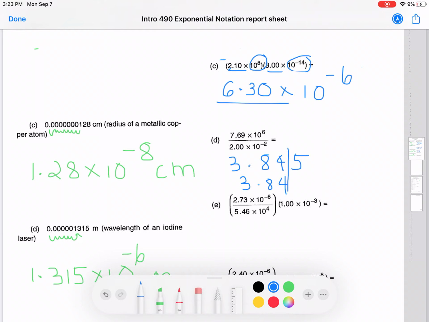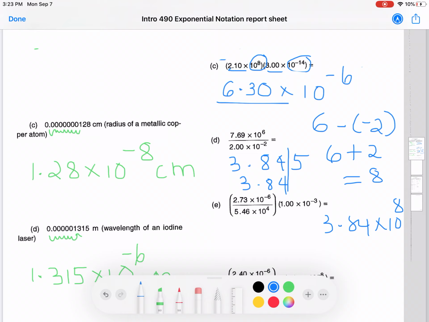So 6 minus 2. So you are subtracting exponents. That would be 10 to the power 6. The exponent is 6. Subtract negative 2. So that will make it 6 plus 2, 8. So the exponent is going to be 8. So your answer is going to be 3.84 times 10 to the power 8. Okay, that's the answer for D.